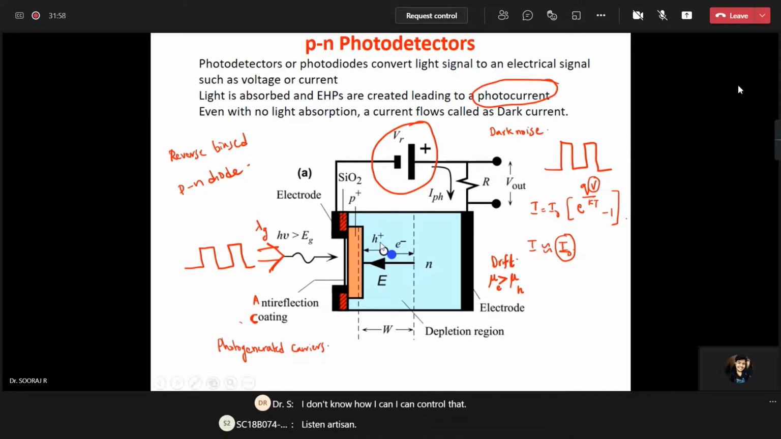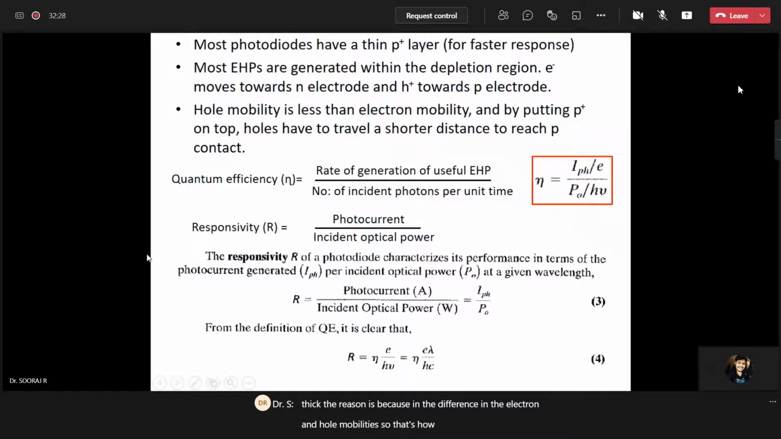Okay. So the holes have a smaller mobility. That means holes travel slower. Therefore, you would want the hole to travel a smaller distance before reaching the electrode. That's why you make this one closer, and also you make this P region very thin, whereas this N region is made thick, because of the difference in the electron and hole mobilities. So that's how a PN photodetector works.